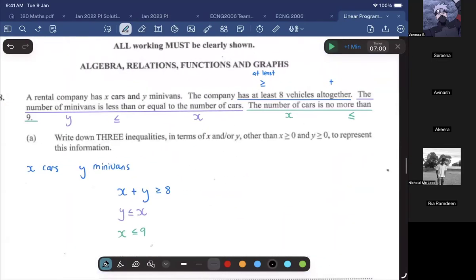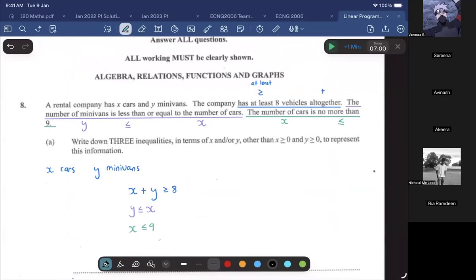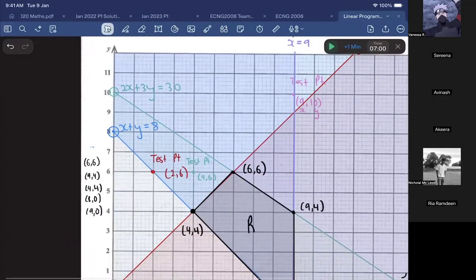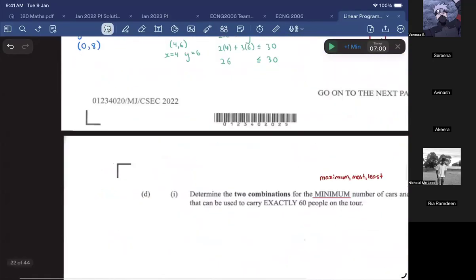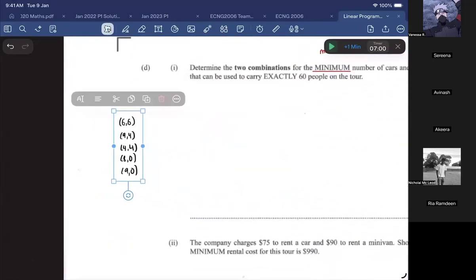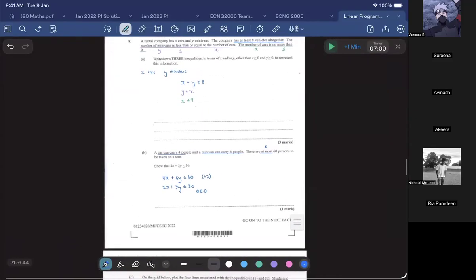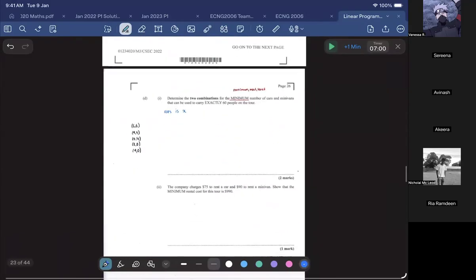And in the prior part, what did we use to represent cars? Was cars X or was cars Y? X. Right, so cars is X. Please keep that in mind. I have a very short-term memory, so I might forget that. Okay, so cars is X, and Y was minivans.